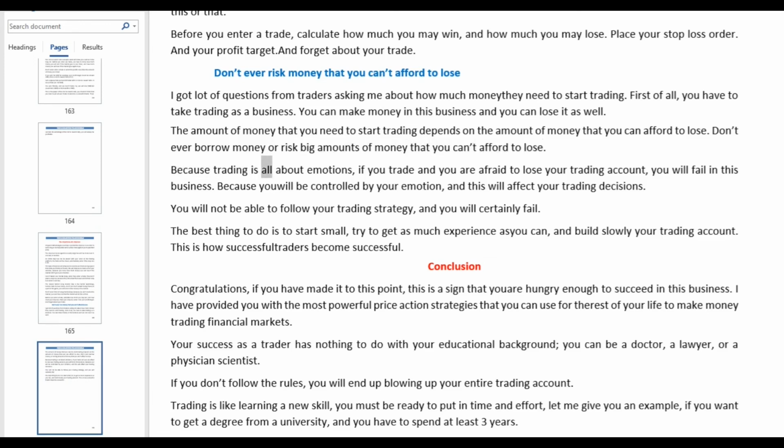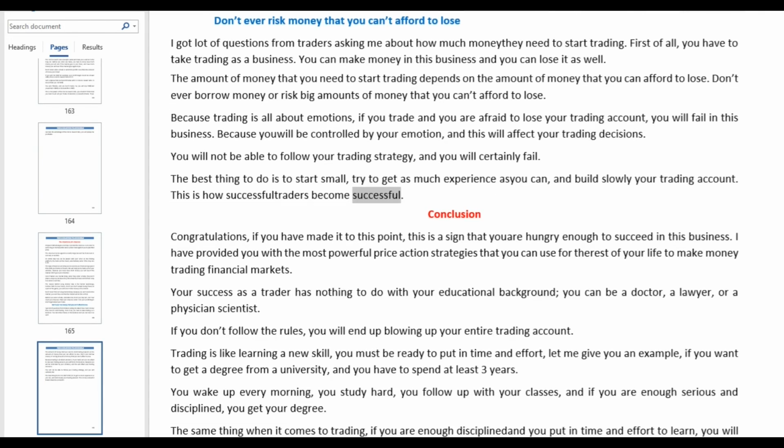Because trading is all about emotions, if you trade and you are afraid to lose your trading account, you will fail in this business. Because you will be controlled by your emotion, and this will affect your trading decisions. You will not be able to follow your trading strategy, and you will certainly fail. The best thing to do is to start small, try to get as much experience as you can, and slowly build your trading account. This is how successful traders become successful.